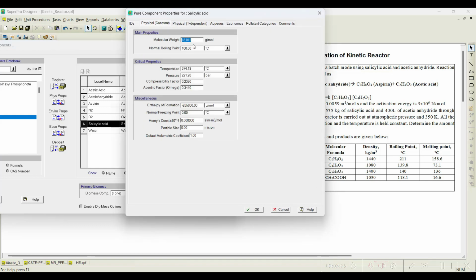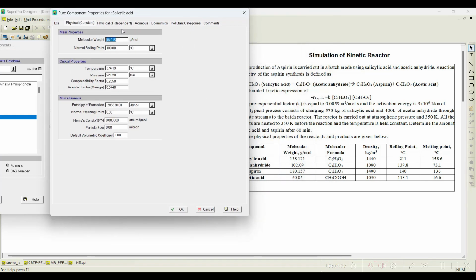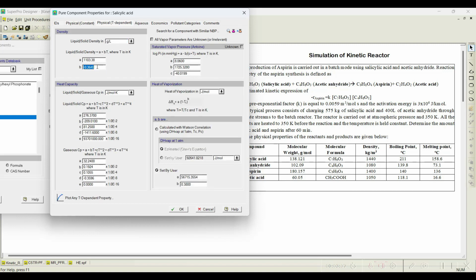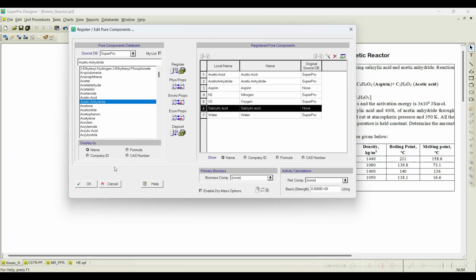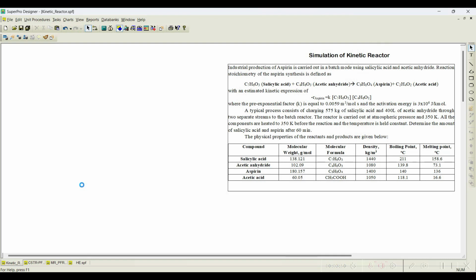I'll also change the properties of acetic anhydride. I go to physical constants. I'll change the molecular weight to 138.121, and the normal boiling point to 211. For physical T dependent, I'll make it temperature independent again, and the density is 1440, so we'll make this unknown. Click OK. So we have registered the required pure components. Click OK. And now we need to select the reactor.